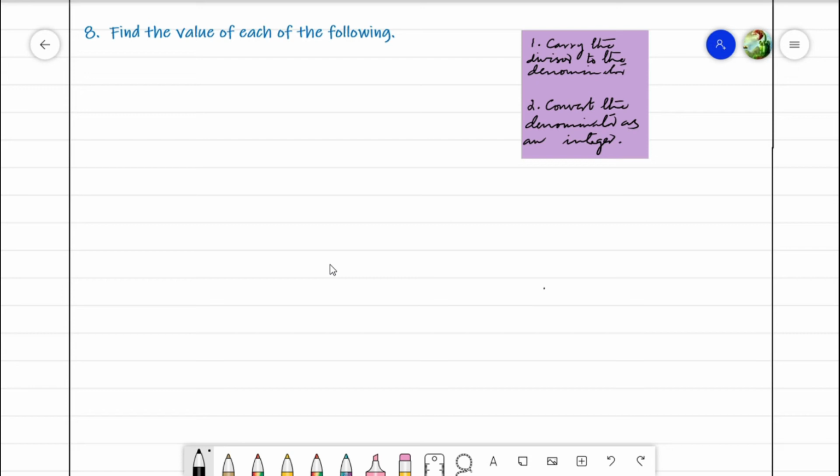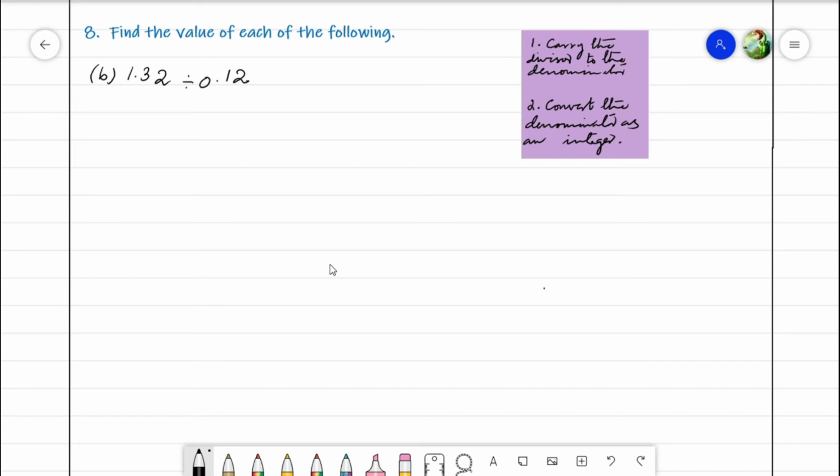Now I am going to start question number 8. Find the value of each of the following. I'm going to solve part B here. This is 1.32 divided by 0.12. As you can see, both the numbers are decimal numbers, so we are going to divide two decimal numbers, and whenever we divide two decimal numbers, we follow two steps.